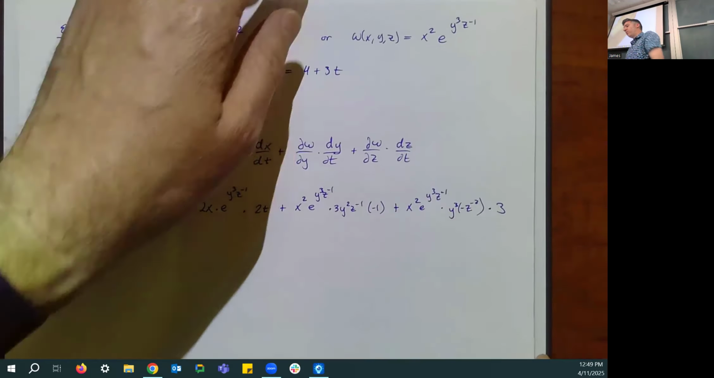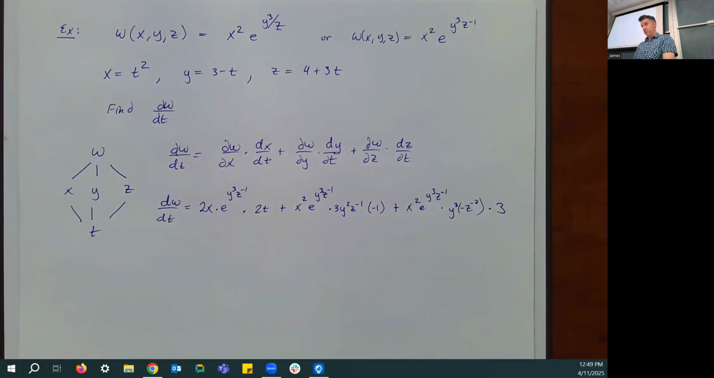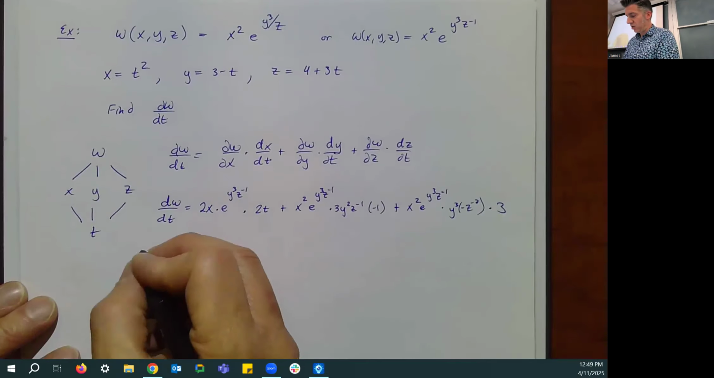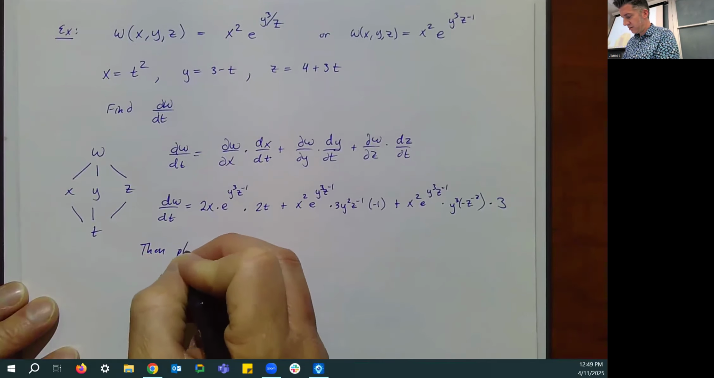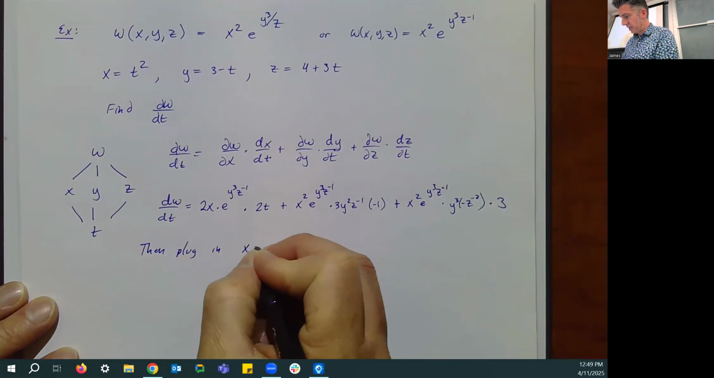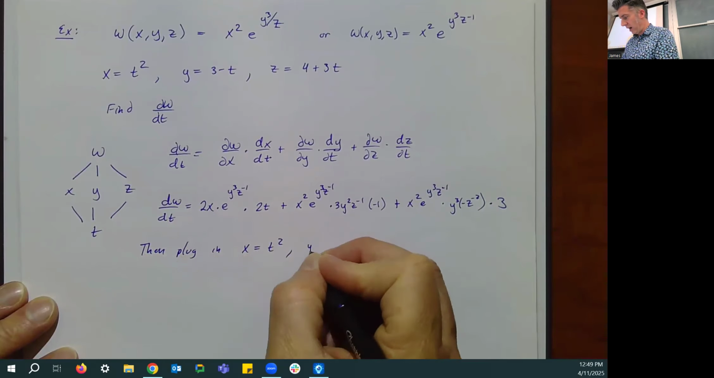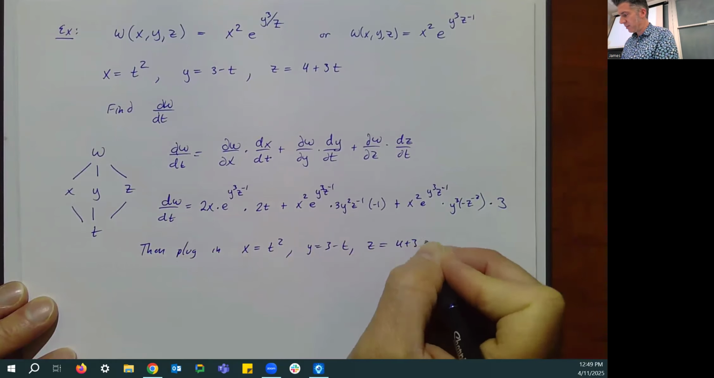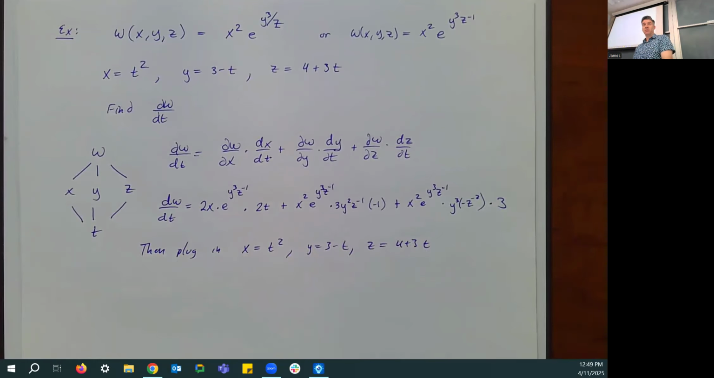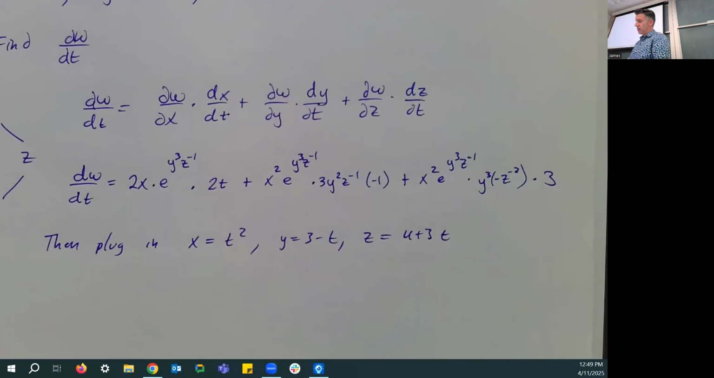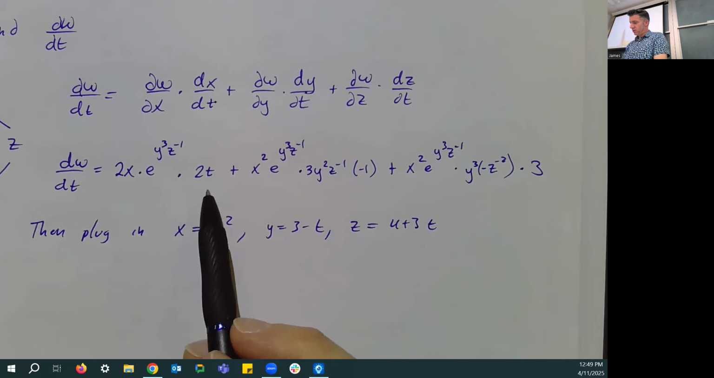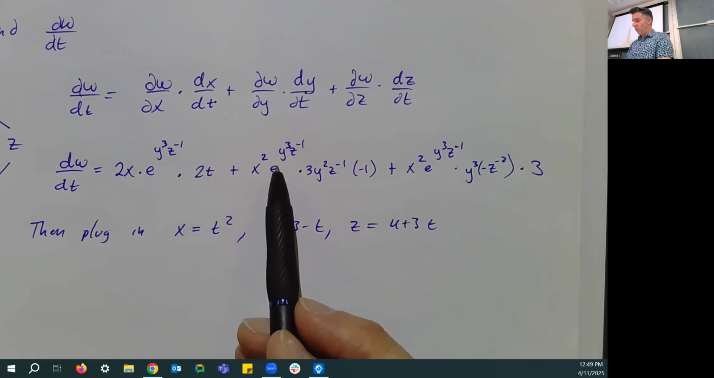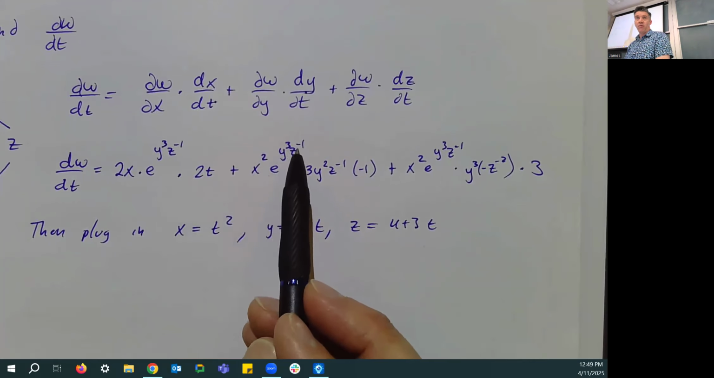And then really we're not going to, because I don't want to, but you should plug in x equal to t squared, y equal to 3 minus t, and z equal to 4 plus 3t, so that your answer is in terms of t. Say after 2t plus x squared e to the y cubed times z to the -1.